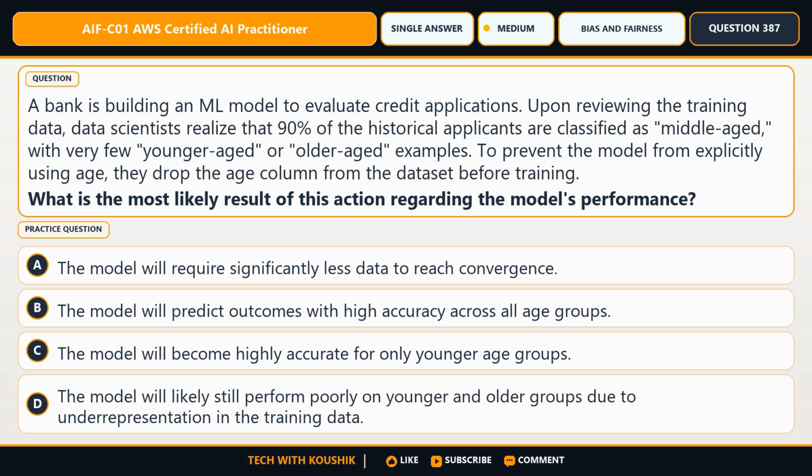Consider option A. The model will require significantly less data to reach convergence. Consider option B. The model will predict outcomes with high accuracy across all age groups. Consider option C. The model will become highly accurate for only younger age groups. Consider option D. The model will likely still perform poorly on younger and older groups due to underrepresentation in the training data.